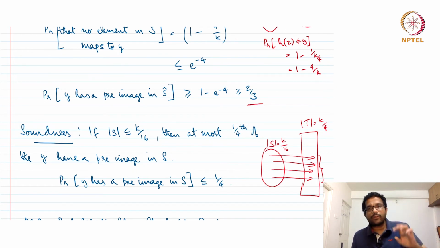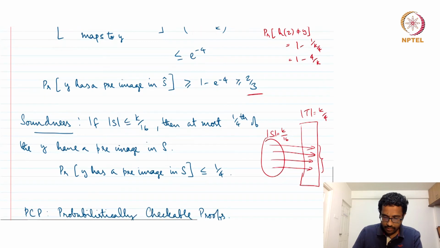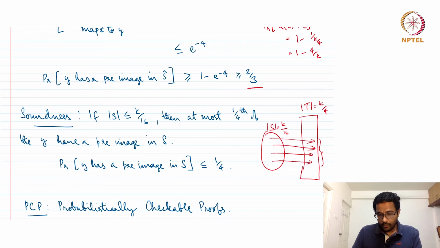at most 1/4 of the elements of T are covered as images of elements of S, right? So at most 1/4 of the elements have pre-images in S. Which means at least 3/4 of the elements in T do not have a pre-image in S. So the probability that Y has a pre-image in S is less than 1/4.